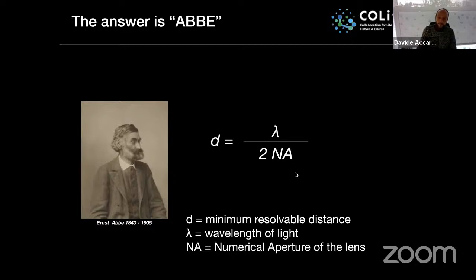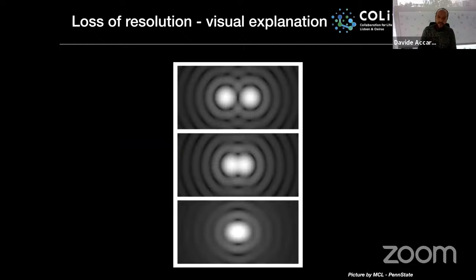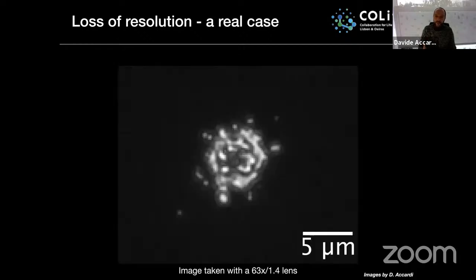Okay, so then this is a visual explanation of why we have the loss of resolution, since we see these huge Airy disks surrounded by concentric patterns of darkness and light. The closer the objects are, the less we will manage to discriminate between one and the other. Okay, so this is a very simple explanation. This is a theoretical, so a virtual case, let's say. This is a practical case.